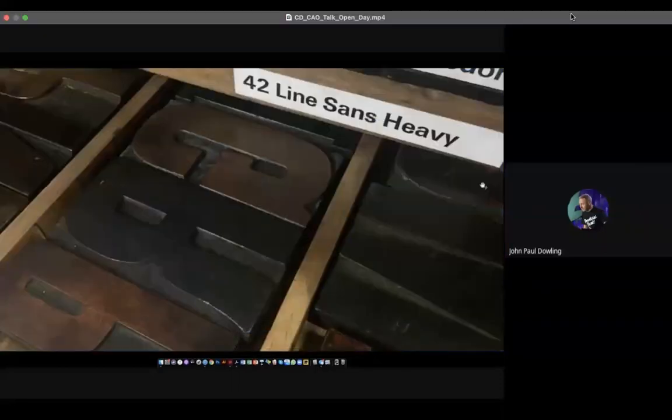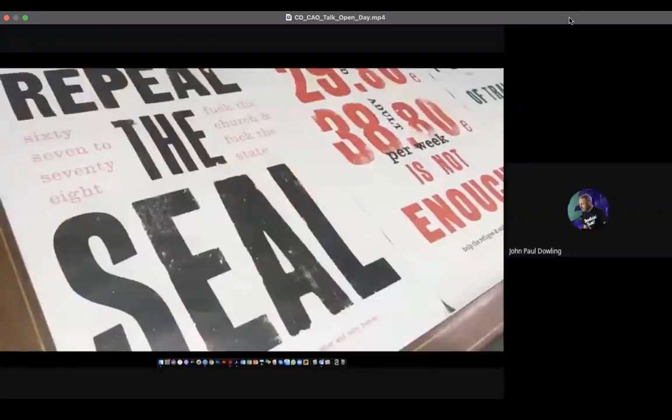We have fantastic printing facilities in LCAD, the best in the country, top 3 probably between Ireland and the UK. We've over 500 cases of lead type between large wood type and very small metal type. Students are taught typography through this old printing method: inking up, composing, printing. This is a project that happened just a couple of weeks ago where the students were doing protest posters around the sealing of the records for the mother and baby homes.